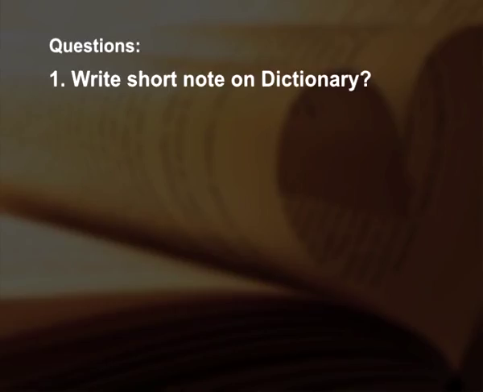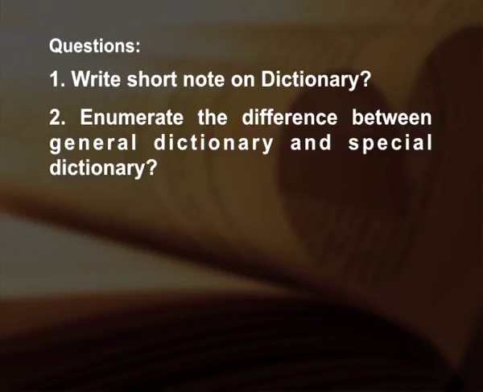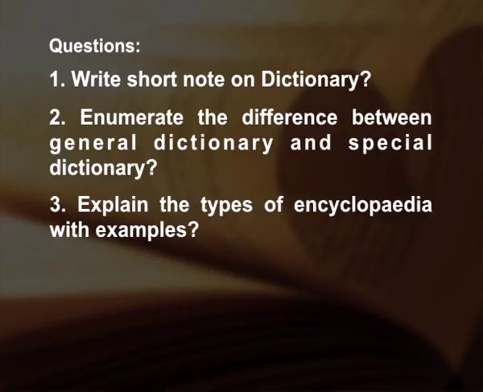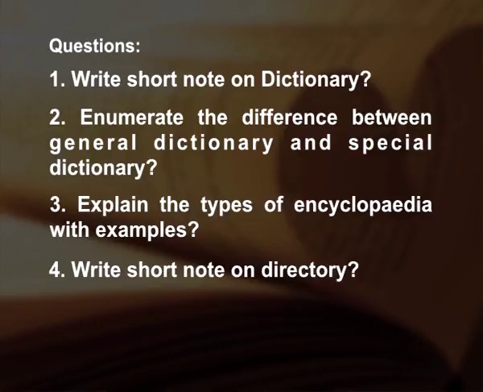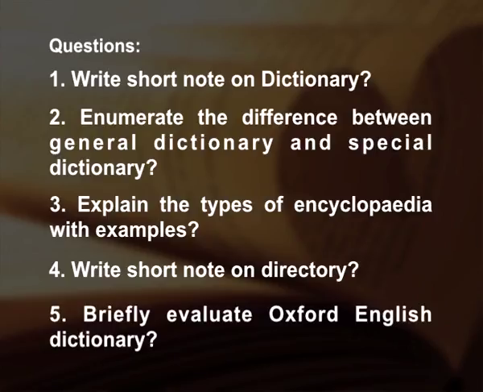Now try to answer some questions. Write a short note on dictionary. Enumerate the difference between general dictionary and special dictionary. Explain the types of encyclopedia with examples. Write a short note on directory. Briefly evaluate Oxford English Dictionary.